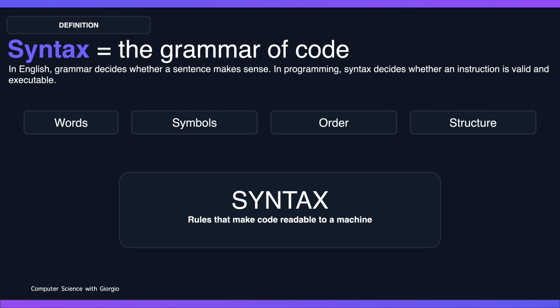So what is syntax? Syntax is simply the grammar of code. Just like English has grammar, programming has grammar too. Grammar tells us how to build sentences. Syntax tells us how to build code. It decides which words to use, which symbols to use, what order they go in, and how everything fits together. If the grammar is correct, the computer understands. If not, it stops. So remember, syntax is just the rule book.